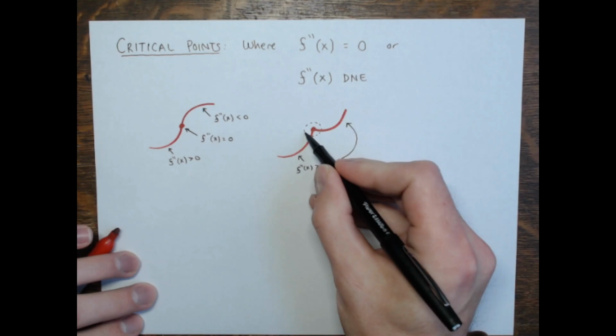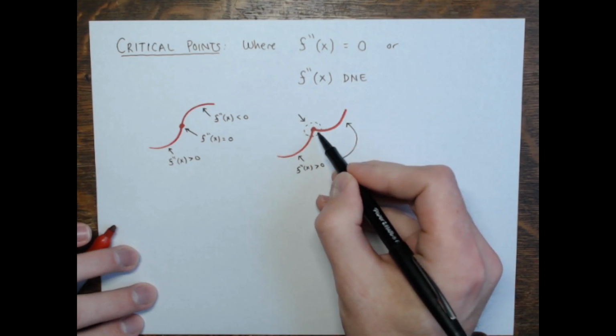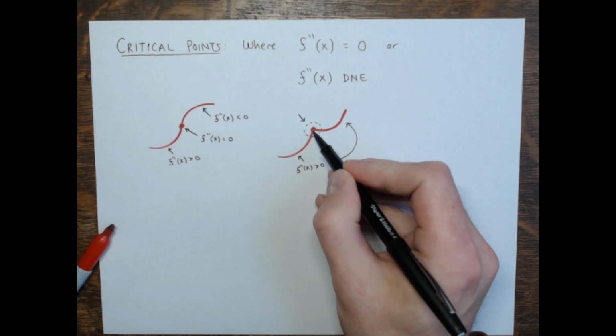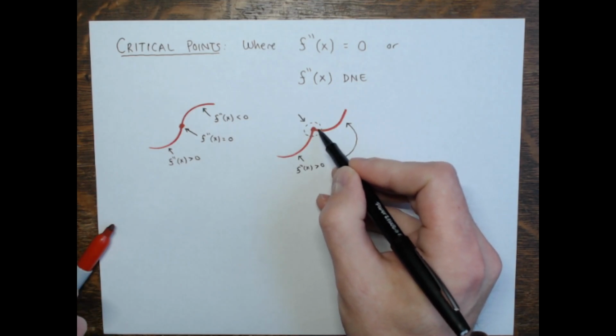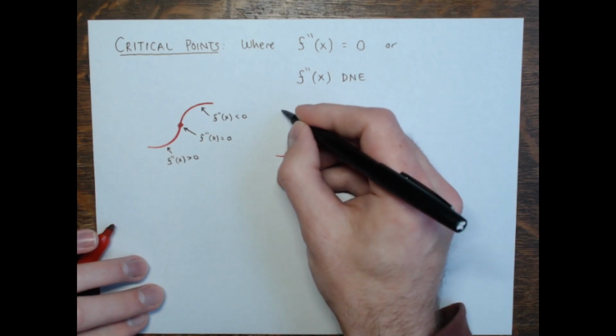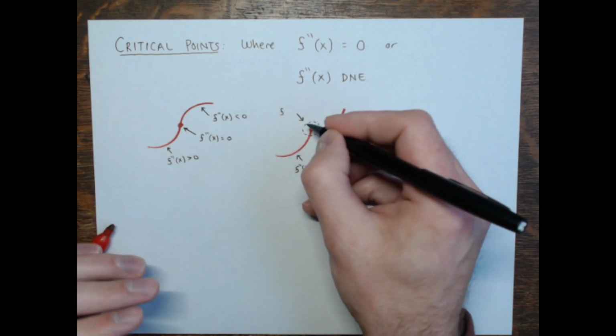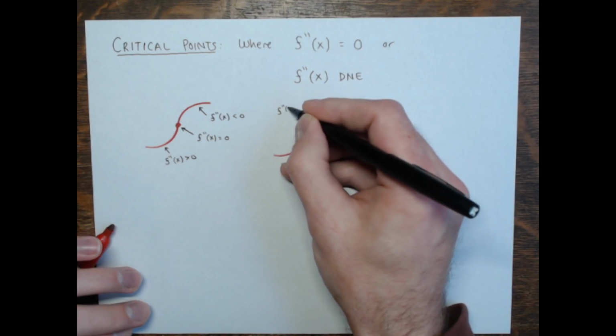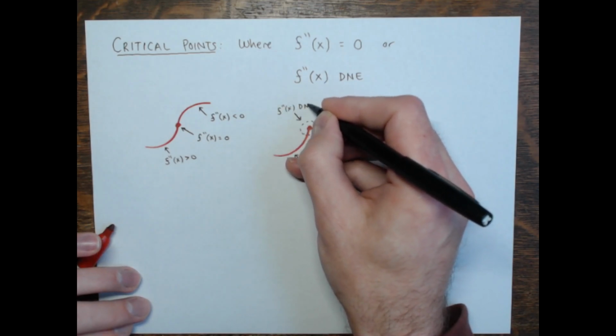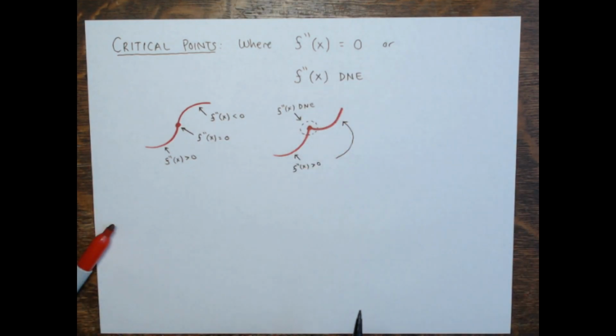But then you see at this point here, where there's this sudden change in direction, right? A sudden shift in direction, a pointy place, a sharp place. That's where the function's derivatives don't exist. So my second derivative here would be non-existent, right? It would be undefined.